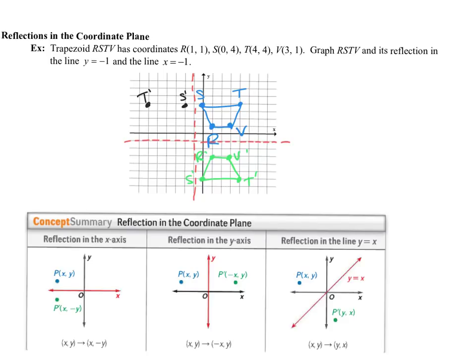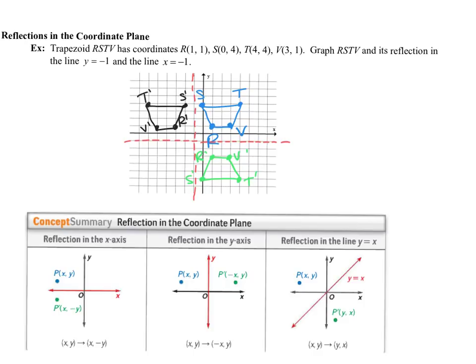And then we will plot R prime and V prime. I think you get the gist here of what we're doing. V is 1, 2, 3, 4 units to the right, so V prime would be 1, 2, 3, 4 units to the left. So V prime right here, and there we go. R prime, S prime, T prime, V prime.